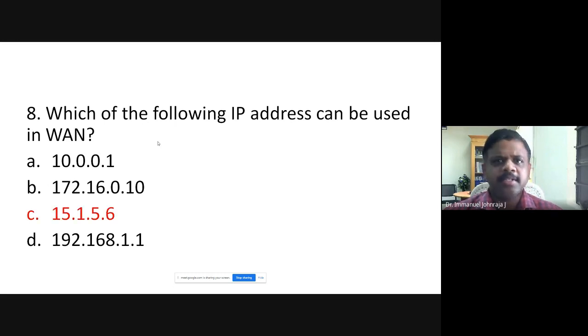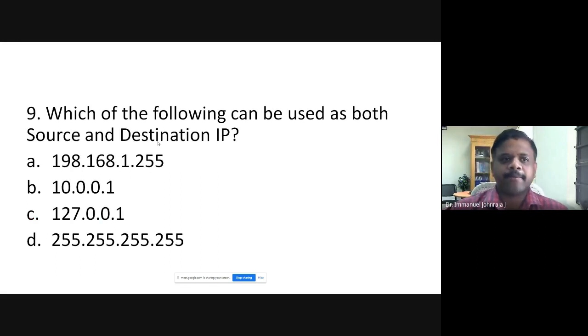Okay, so the question is, which of the following is the public IP? Do you have time? Yeah, I have another 5 minutes. Okay, which of the following can be used as both source and destination IP? This is a little tricky. Now we have to find out which of the following is a valid IP address.